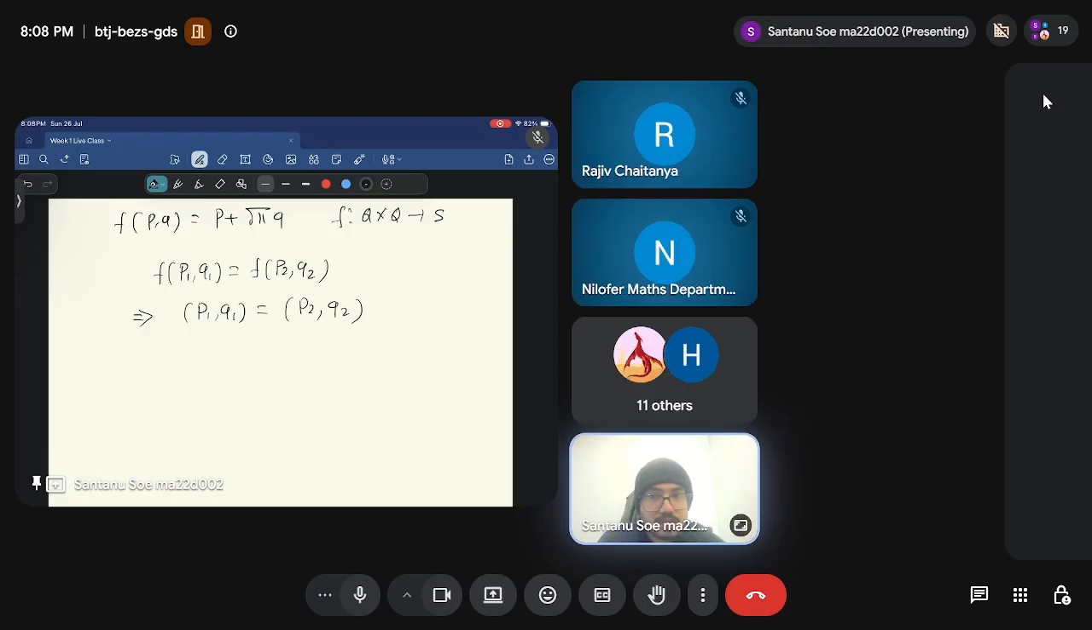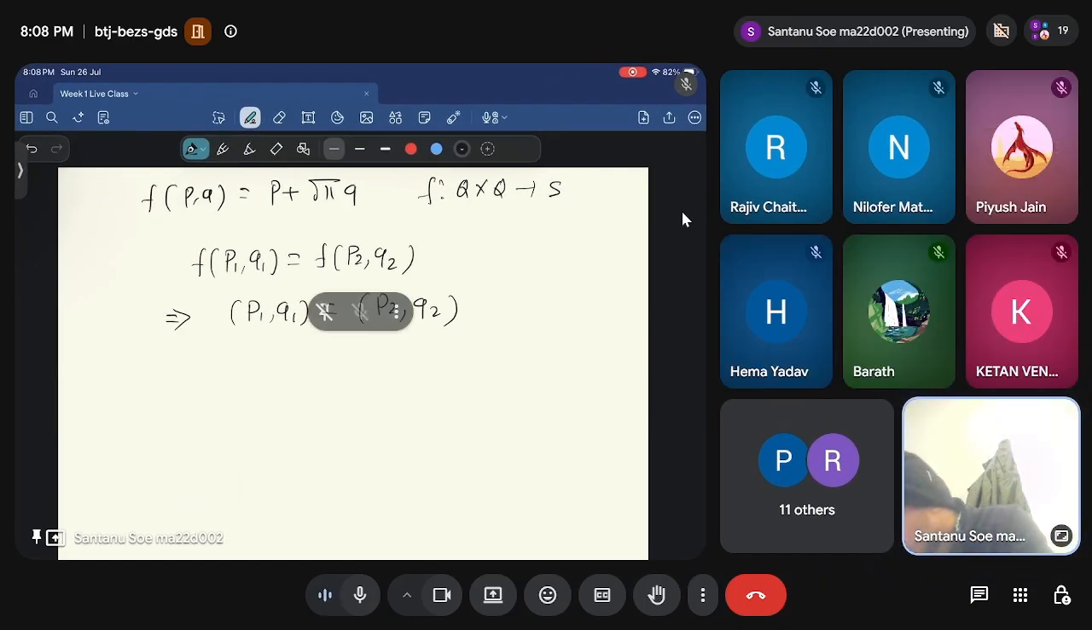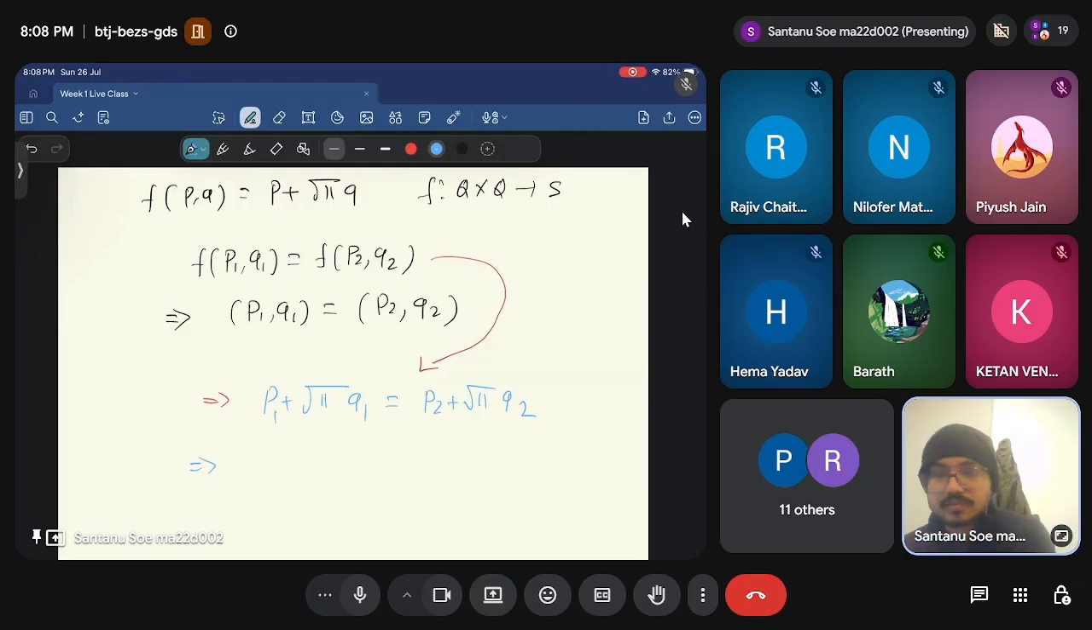Okay, so now from the first equation, this will imply p1 plus square root of 11 q1 equals p2 plus square root of 11 q2. Correct? So this will imply that square root of 11 is (p2 minus p1) divided by (q1 minus q2). Okay.